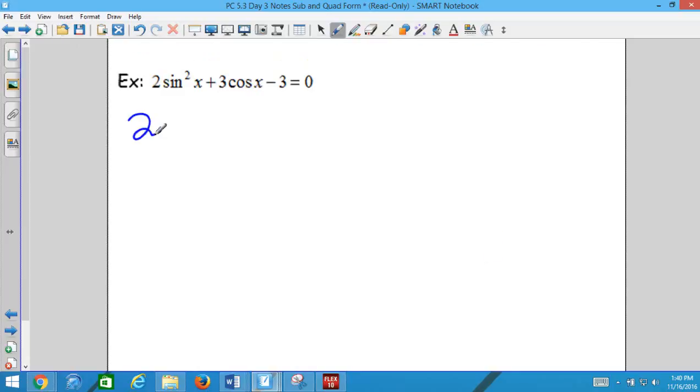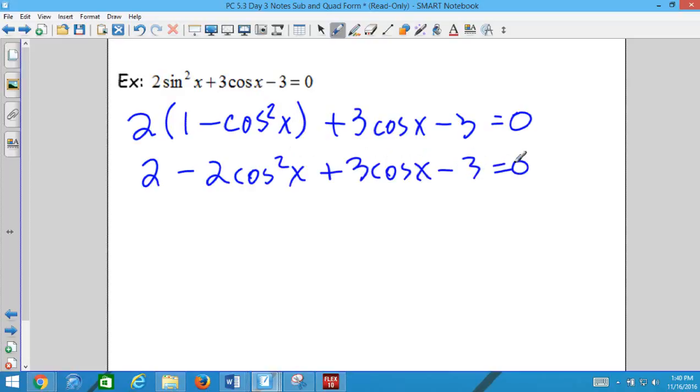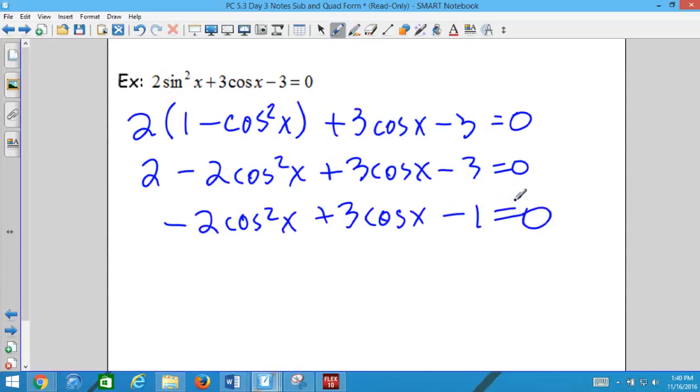So we would make this one 2 multiplied by 1 minus cosine squared x plus 3 cosine x minus 3. And then we distribute: 2 minus 2 cosine squared x plus 3 cosine x minus 3 equals 0. And then we combine my terms. Negative 2 cosine squared x plus 3 cosine x minus 1 equals 0. I personally would do one more step before I factor.